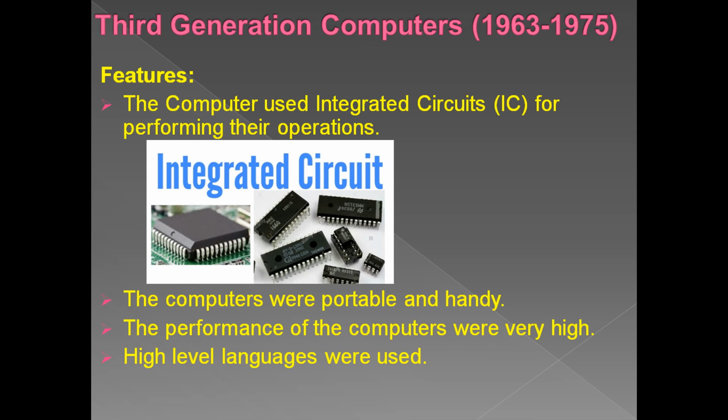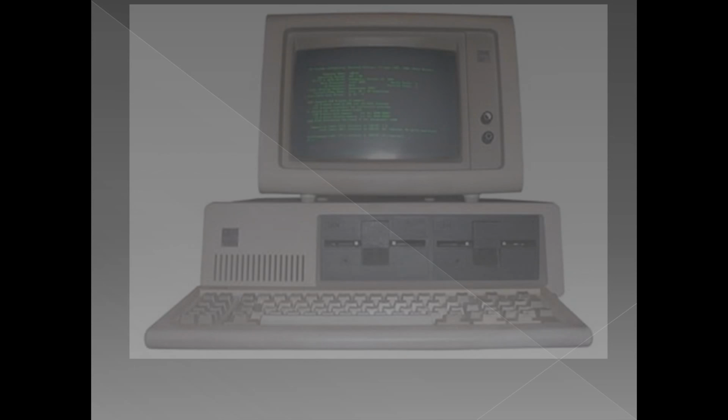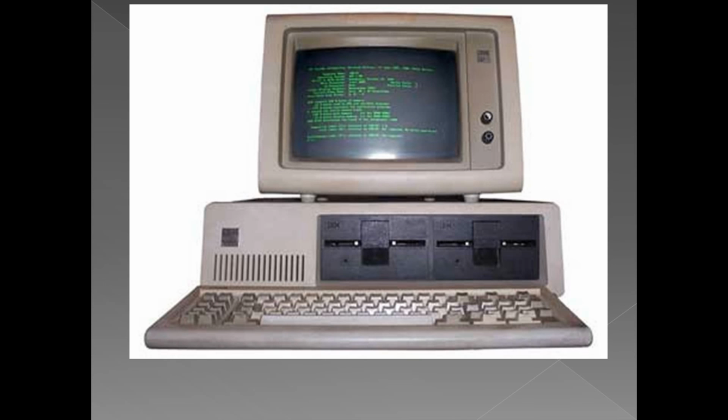High level language. So at that time the high level languages were like DOS, BASIC, COBOL. All these are high level languages which are written in a simple English language, and with their help writing programs was easier than in the first and the second generation computers. Examples: NCR, D6500, PDP-11. These are names of computers that were used in third generation computers. So this is a diagram of a third generation computer.